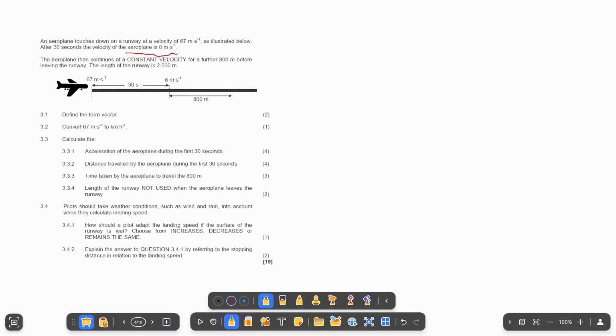Now define a vector. Allow me not to write the definitions, I'll just say it. A vector is a physical quantity that has both magnitude and direction. Now I can do number 3 because it's a calculation. I mean number 2, which is 3.2.